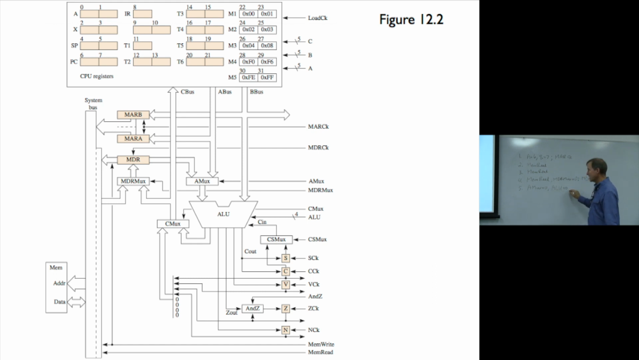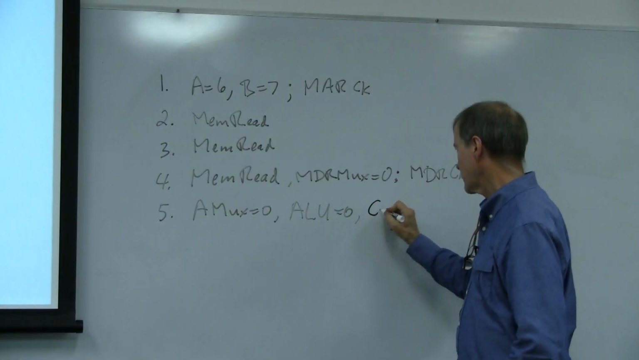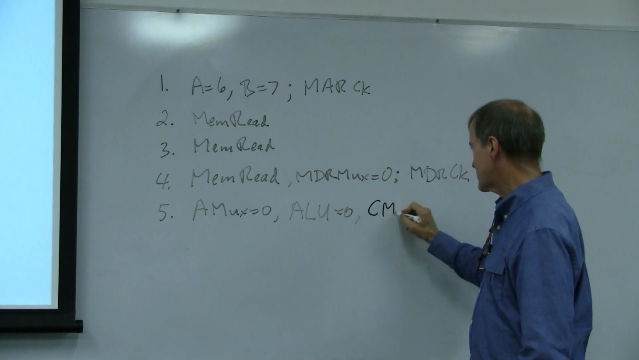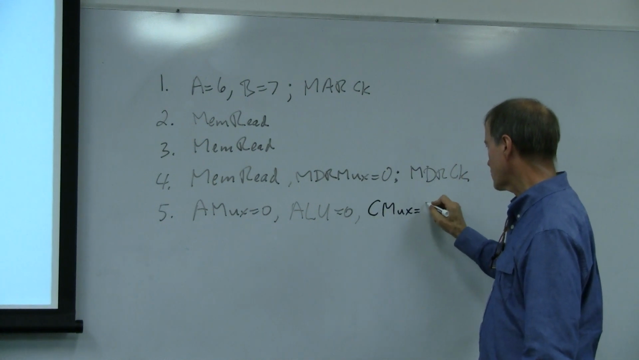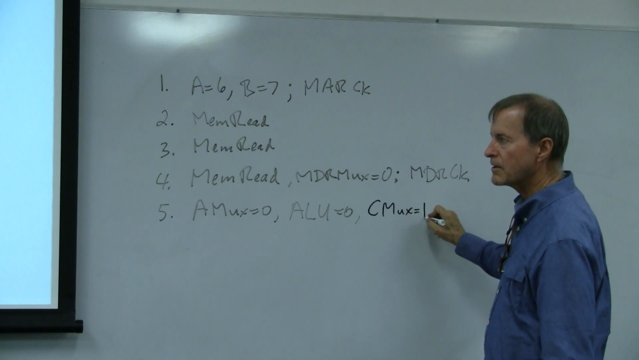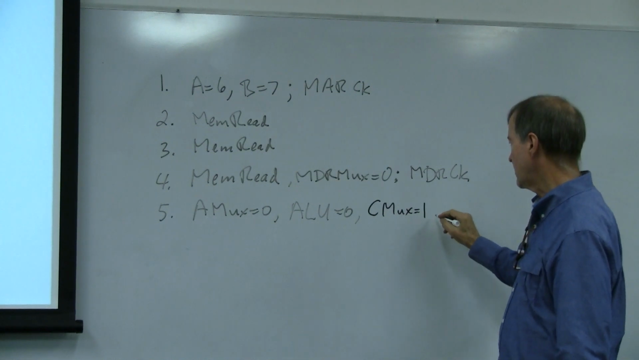All right, and then what? It's got to go through where? CMUX. So what do we make that? CMUX equals 1. Boy, this pen is drying out. Oh, that's much better. So CMUX equals 1. We want it to go to the right, or from the right. And then what?